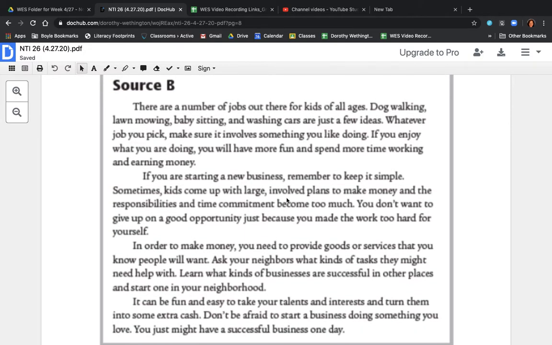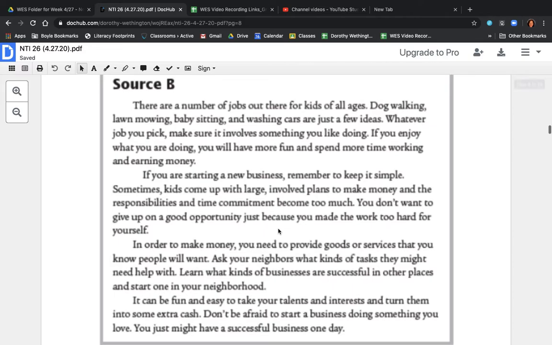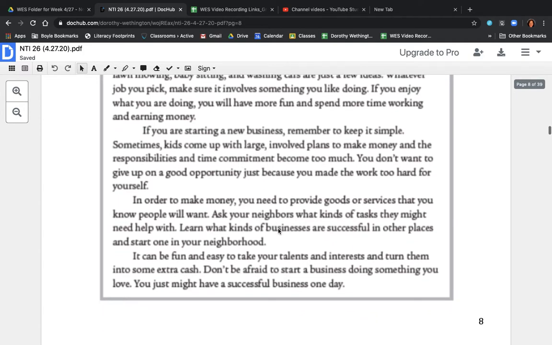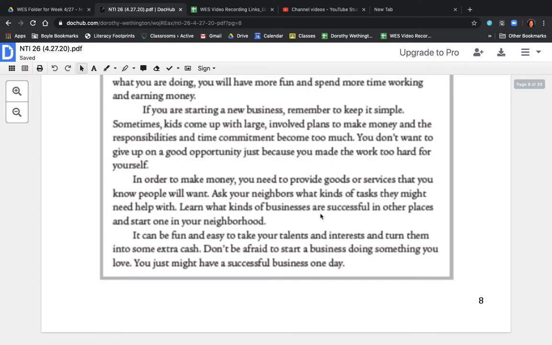If you are starting a new business, remember to keep it simple. Sometimes kids come up with large, involved plans to make money, and the responsibilities and time commitment become too much. You don't want to give up on a good opportunity just because you made the work too hard for yourself. In order to make money, you need to provide goods or services that you know people will want. Ask your neighbors what kinds of tasks they might need help with. Learn what kinds of businesses are successful in other places and start one in your neighborhood.